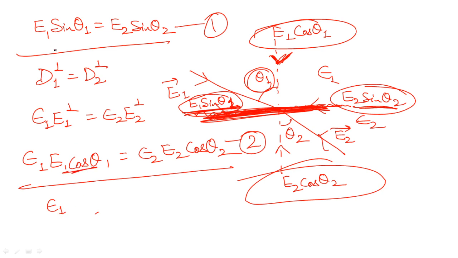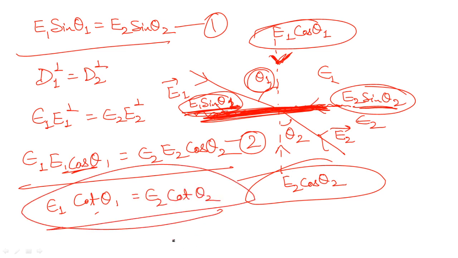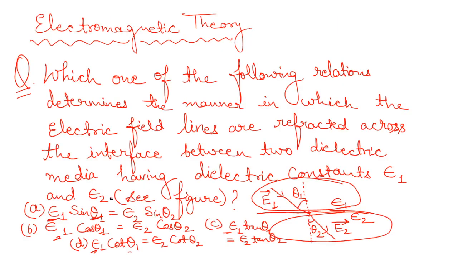Cos theta 1 upon sine theta 1, that's cot theta 1. Theta 1, epsilon 1 together equals epsilon 2 cot theta 2. This is what you will have. So this is the final equation you got, and it's present in option D. Hence, option D is the correct option.